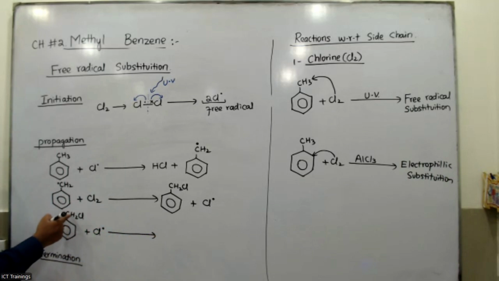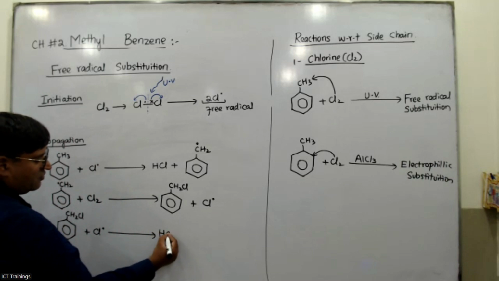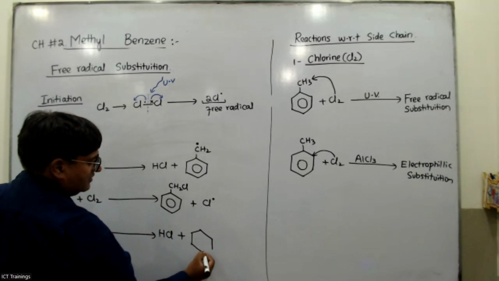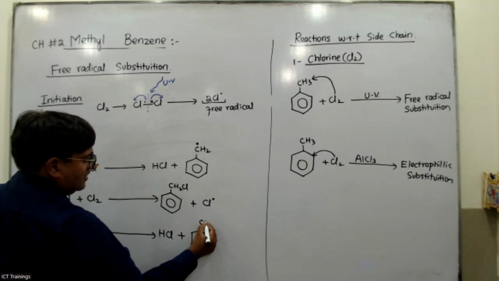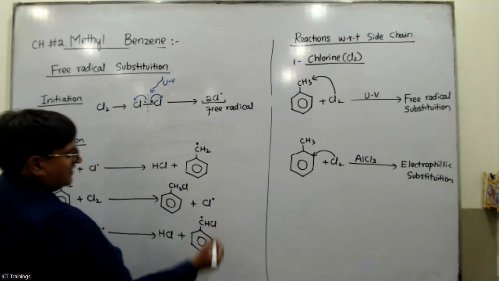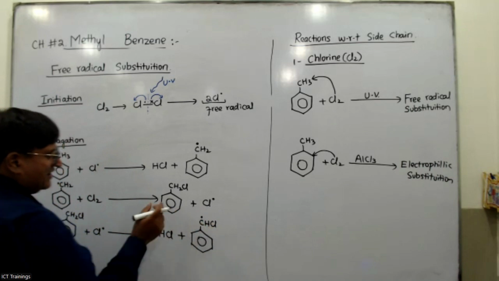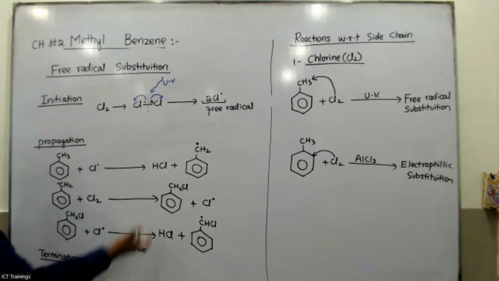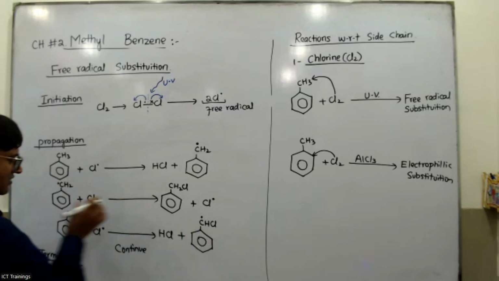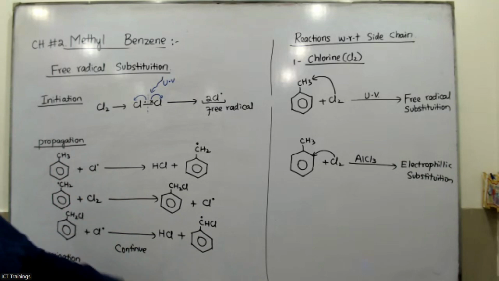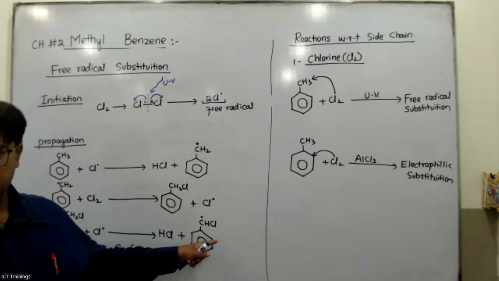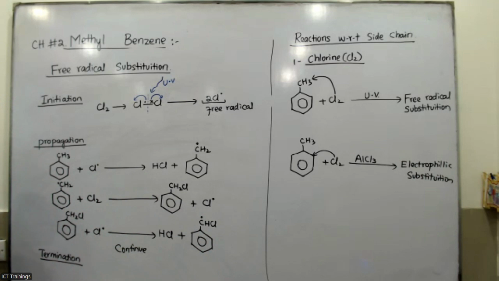This radical will take out hydrogen from it, so it will form HCl, and you will have benzene with CHCl as the free radical. Now this carbon free radical will attack the chlorine again. So this continues. You can complete it at home. This one attacks Cl2. This whole process would continue until all these hydrogens are replaced by chlorine. So this whole thing is called free radical substitution. You have done it in your A1s.